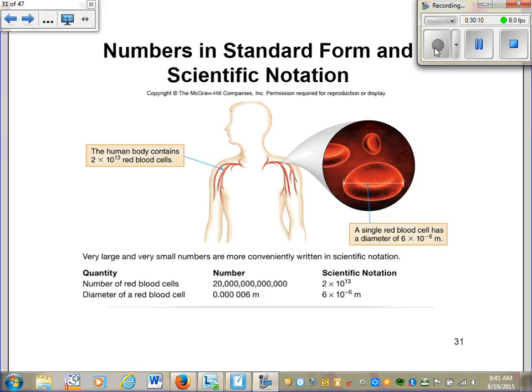So at the bottom here, standard notation, 2 times 10 to the 13th. You can see how many zeros you have to write. And for the diameter of the red blood cell, you can see how many zeros you have to put in there. After a while, it's tough to keep track of all the zeros. So that's why we use scientific notation.